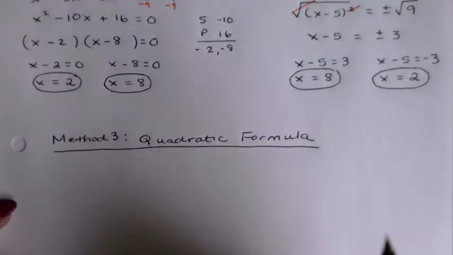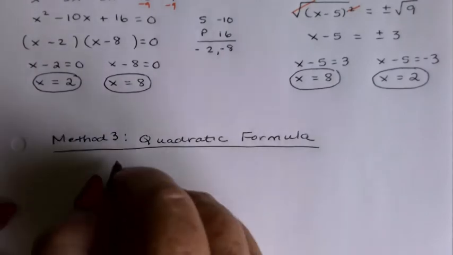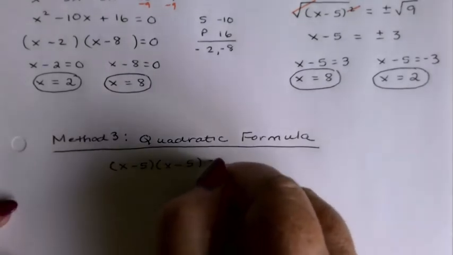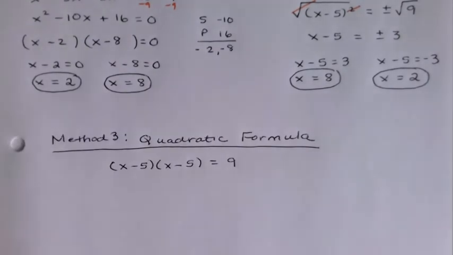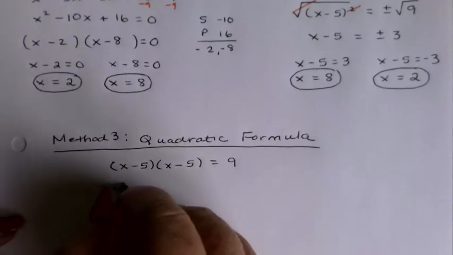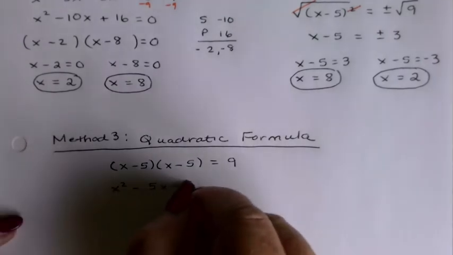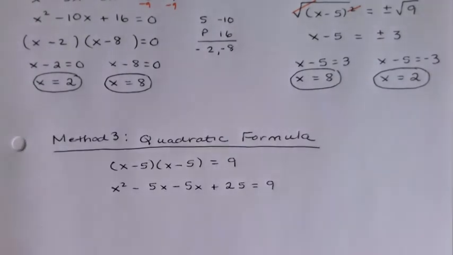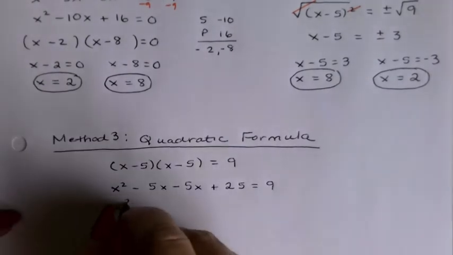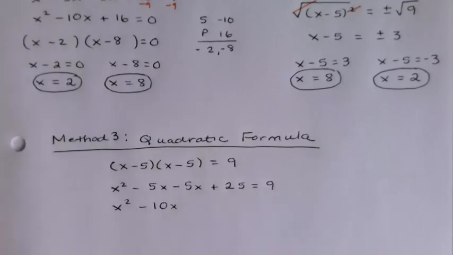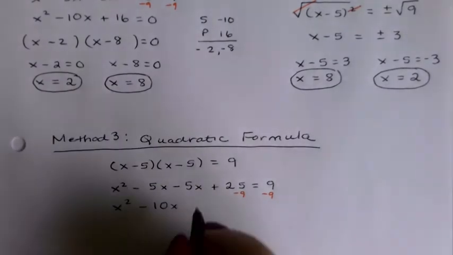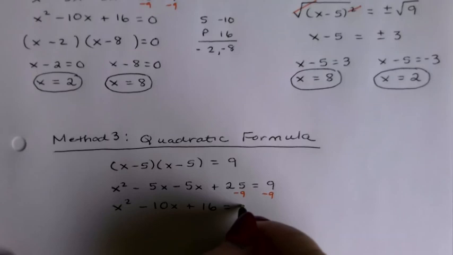So once again, with the quadratic formula, I need standard form. So I would have had to have started out again by saying, let's multiply this out. I know we did this once, but I just kind of want to see the whole method all together. So I'd have gotten x squared minus 5x minus 5x plus 25 equals 9, or x squared minus 10x. And again, we could have gone ahead and subtracted the 9 to get the 0 that we know we need. So plus 16 equals 0.